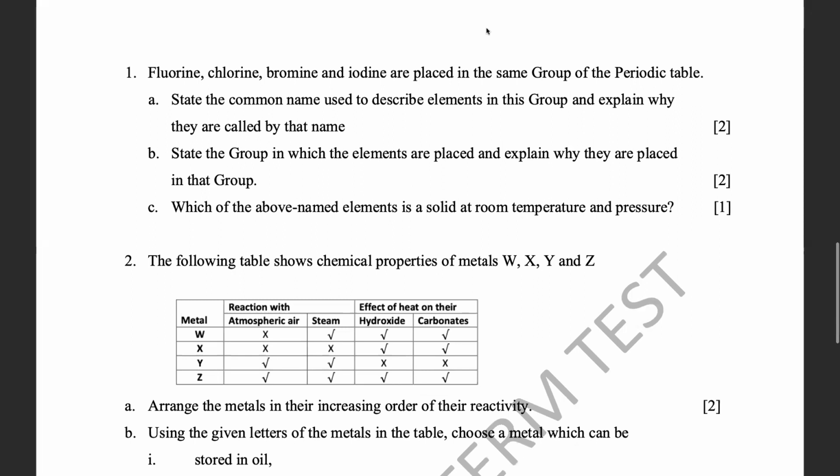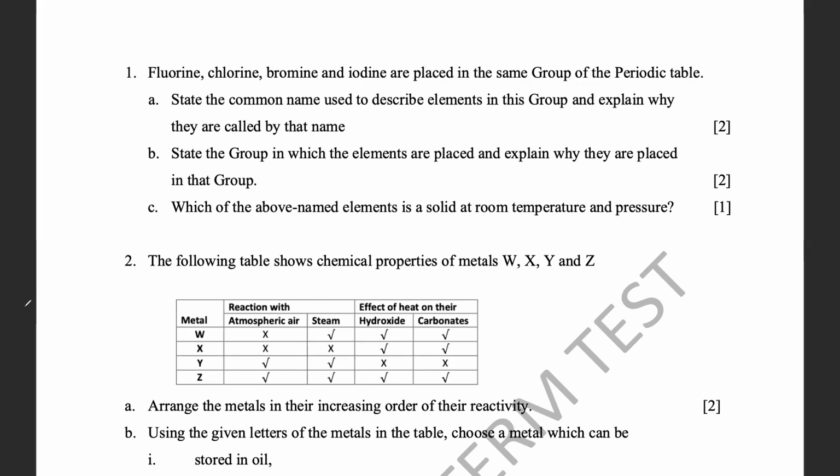So this question, this midterm test was quite simple, but people messed it up. So the first question says, fluorine, chlorine, bromine, and iodine are actually in the same group of the periodic table. So we need to know the group where that thing belongs. And the question says, state the common name.